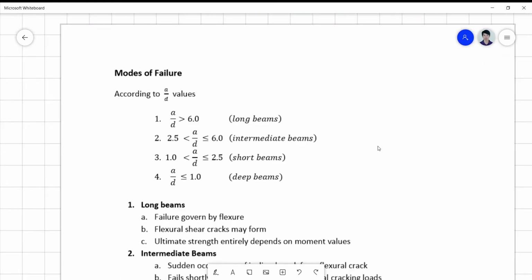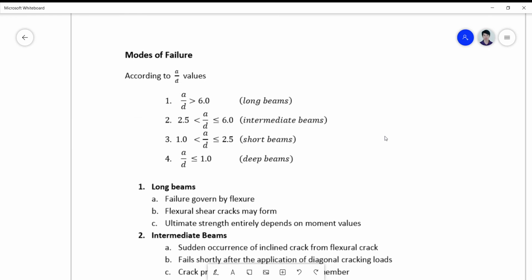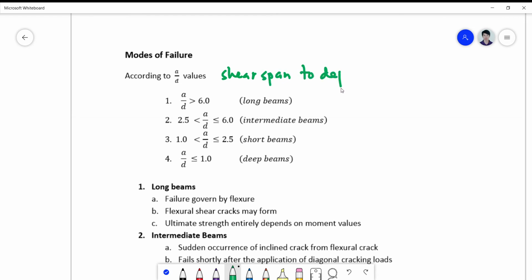So to look into a more precise relationship on how to characterize a beam in terms of the A over D ratio, you now call this your shear span to depth ratio. Okay, so we are dividing A over D, then just remember these values.